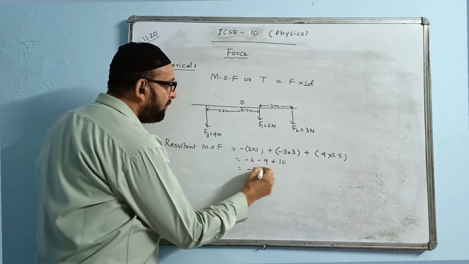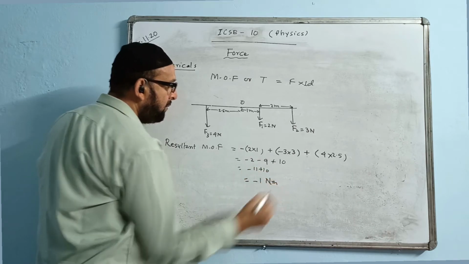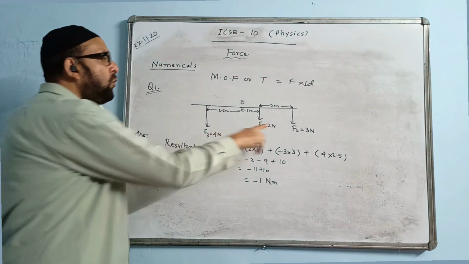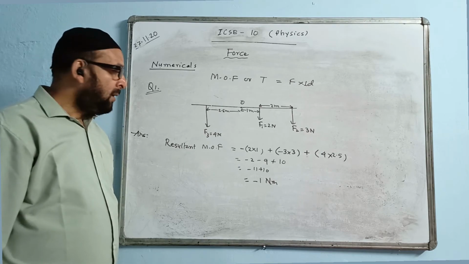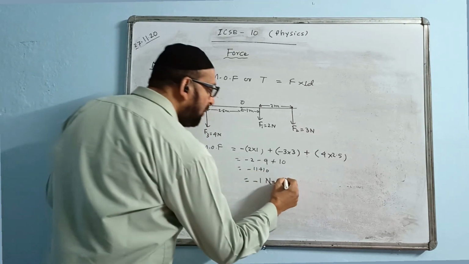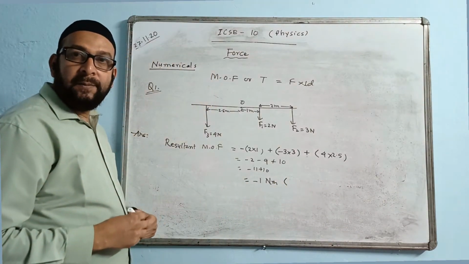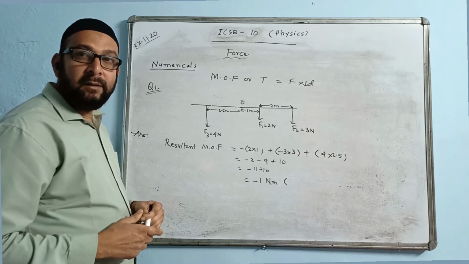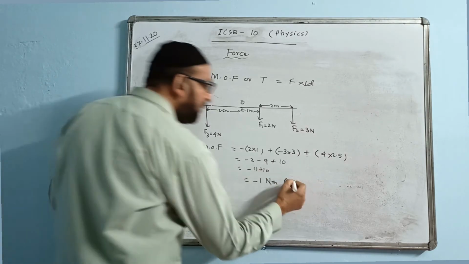This is minus 11 plus 10. The answer is coming minus 1 Newton meter. The unit is Newton multiplied by meters. So we can write the answer with the minus sign, and within brackets we will write the minus sign. What does it mean? It means that the body is moving clockwise. The minus sign is given for clockwise direction, so we will write it as clockwise.